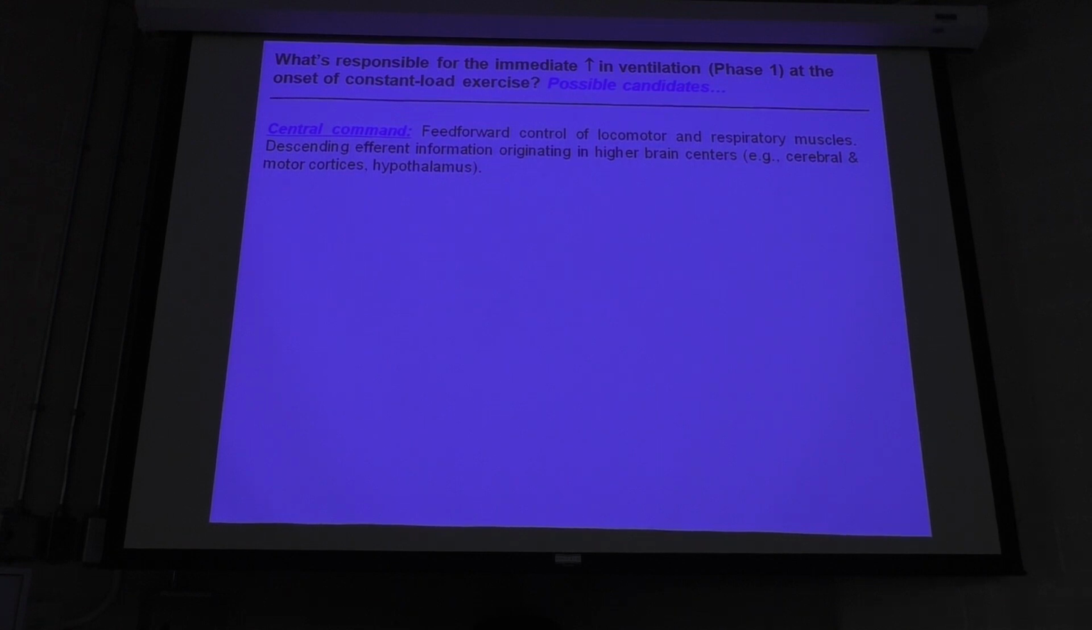Like, do that immediately, right? So it can happen very, very quick. So central command could certainly be one of those factors. You could have neural input from type 3 mechanoreceptors or sensory afferents. So these are basically sensory nerves located in the respiratory and locomotor muscles, as well as the joints, tendons, and blood vessels.